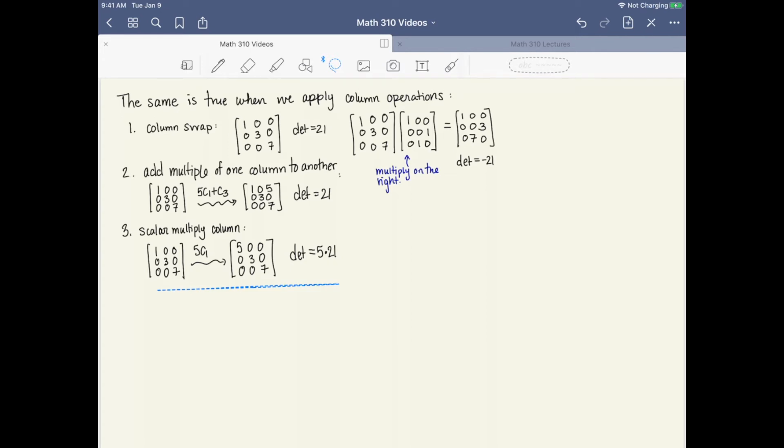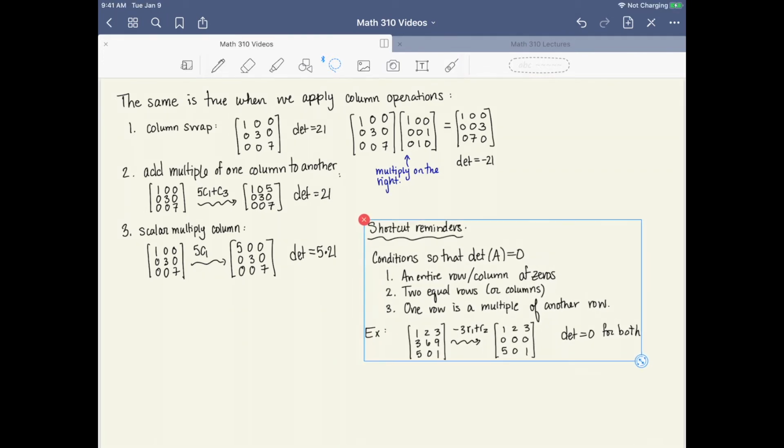So I'd like to now give you a shortcut reminder on some conditions where you know the determinant will be 0. If you're looking at a matrix and you see that there is an entire row or an entire column of all zeros, you automatically know that the determinant is going to be equal to 0. One of the ways that's easy to check this is to use the cofactor expansion. Similarly, if you see that there are 2 equal rows or 2 equal columns, you're automatically going to have determinant equal to 0 as well.